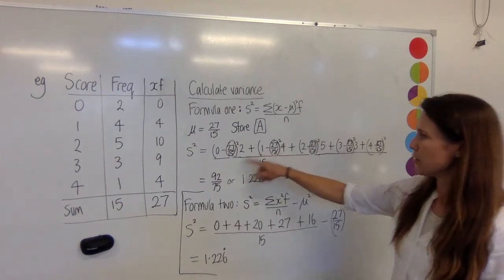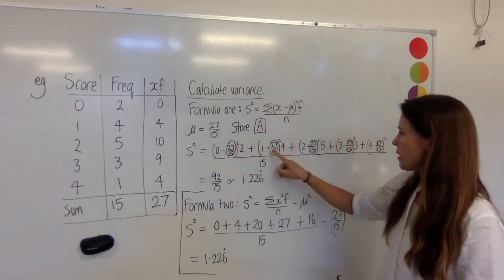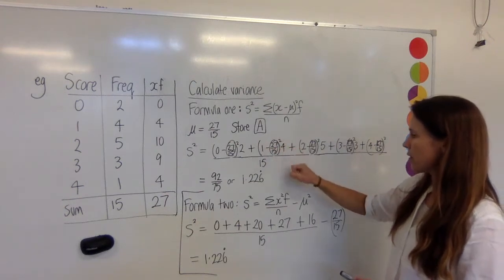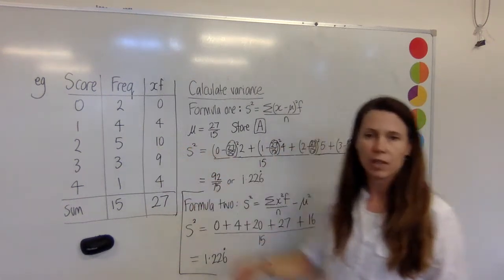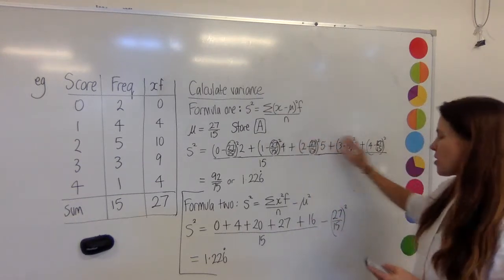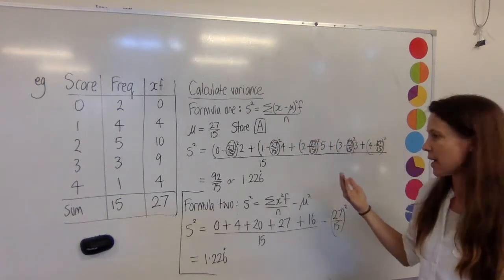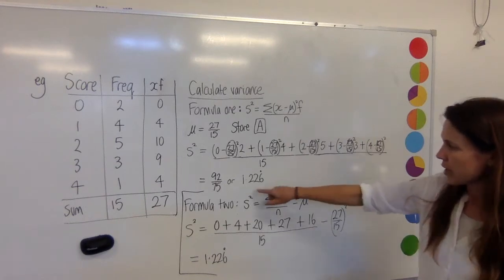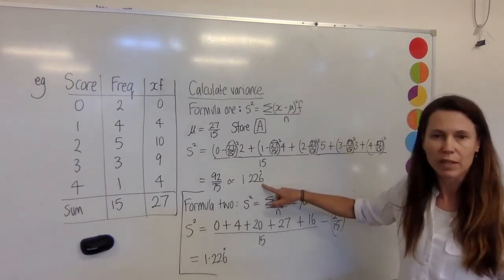So here I have 1 minus the mean squared and then multiplied by 4. So there's lots of chances to make a mistake on your calculator when you're putting all of this in, and it's really long and tedious even just to write out. The answer I come out with is 1.226 repeating.